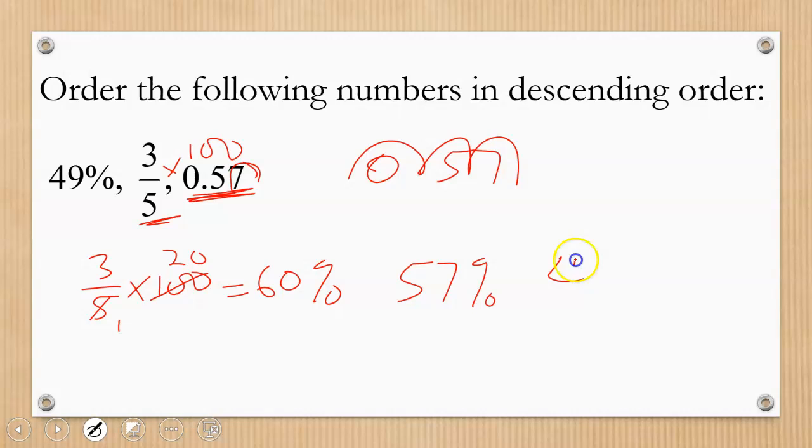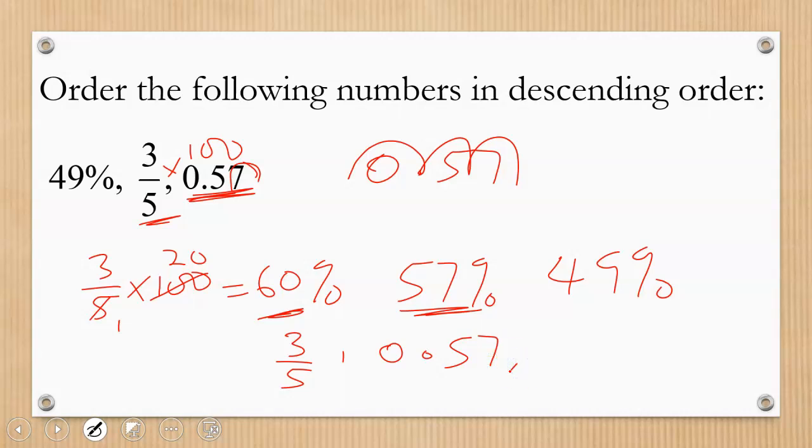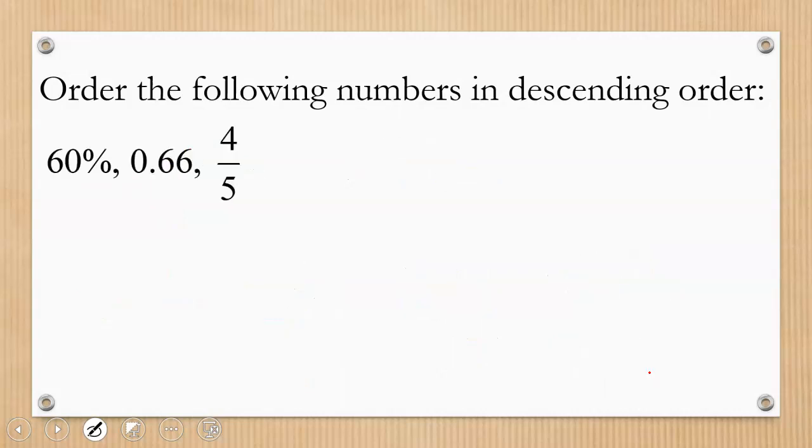Then my other number is 49%. So you can see again that 60 is the greatest, which represents the 3/5, okay, followed by 57, and 57 is 0.57, then followed by 49%. So again, we've been able to arrange it in descending order, meaning from the highest to the lowest. Right.